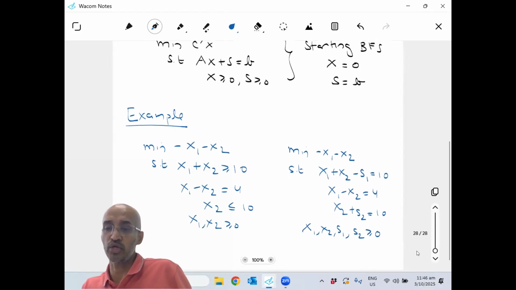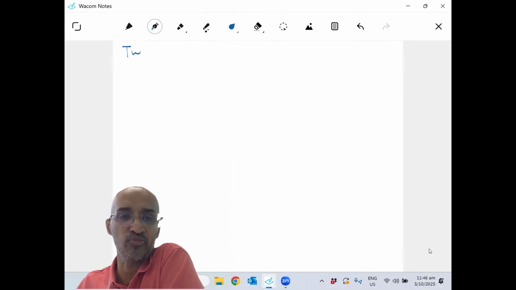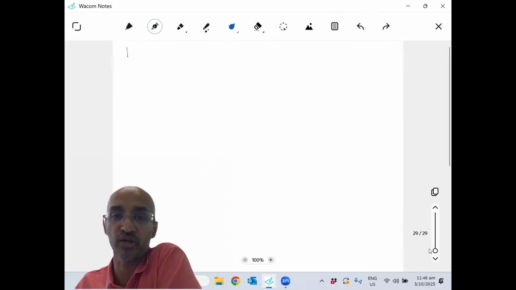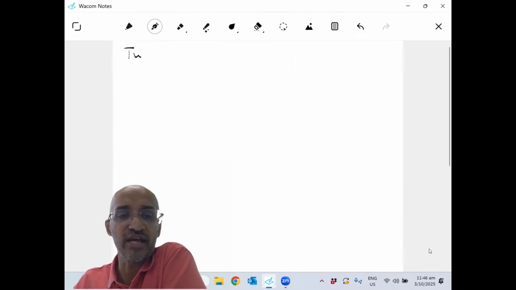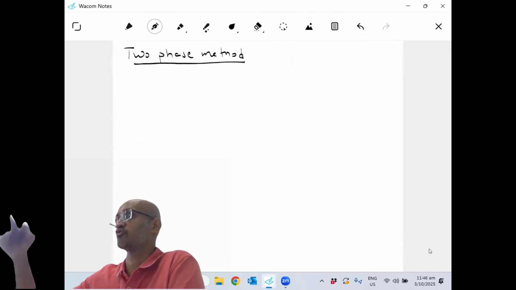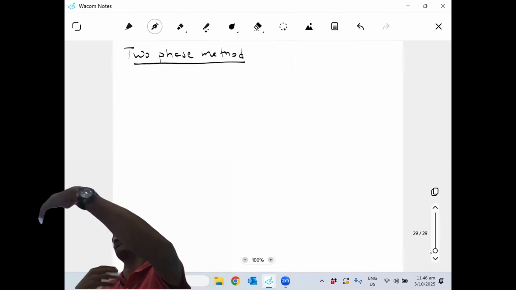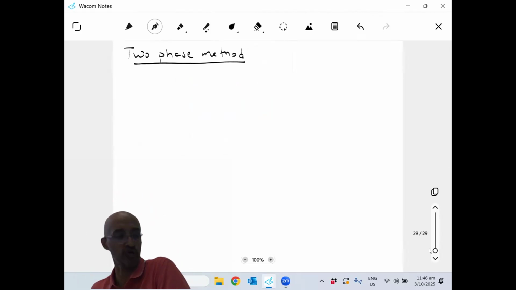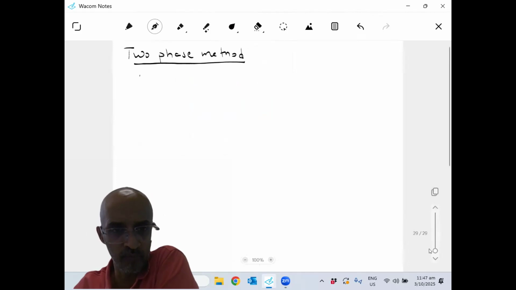So there are a couple of ways to do this. The most common way, in fact probably the most popular way, is what's called the two-phase method. This idea is actually a very elegant idea. You have two steps, two phases. In fact, you use linear programs themselves to find a feasible solution. So what are we doing? We are going to assume, again, it's a standard form LP.